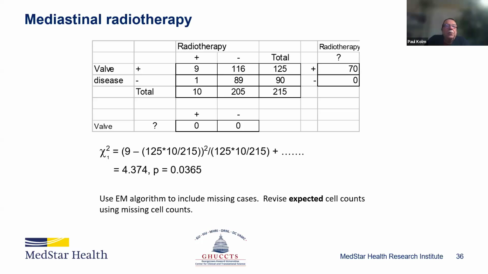If we compute the chi-square for just the observed data with the total of 215 here, we get a p-value of 0.03. But what we're going to do then is use our EM algorithm to include the missing cases. So we're going to revise the expected cell counts.